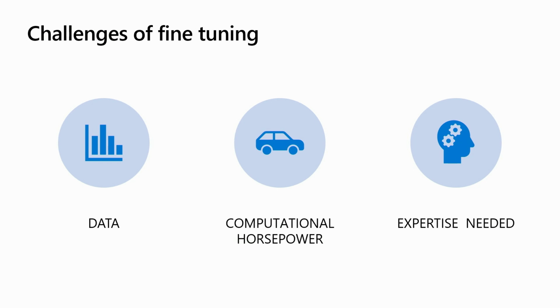Number two is to run training on these large models, you need a lot of computational horsepower, a lot of GPUs. Not everyone might have the budget to procure something like that and maintain it. That's another thing. Let's say you got data and computational horsepower. Does your organization have the expertise to stitch all this together and run something as complex as fine-tuning? That is another challenge. So you need data, you need computational horsepower, and you need the expertise to run all this.